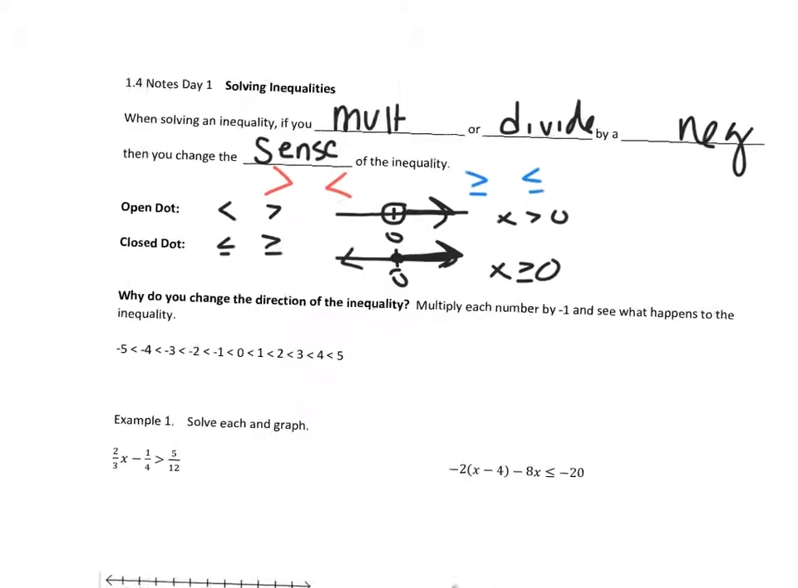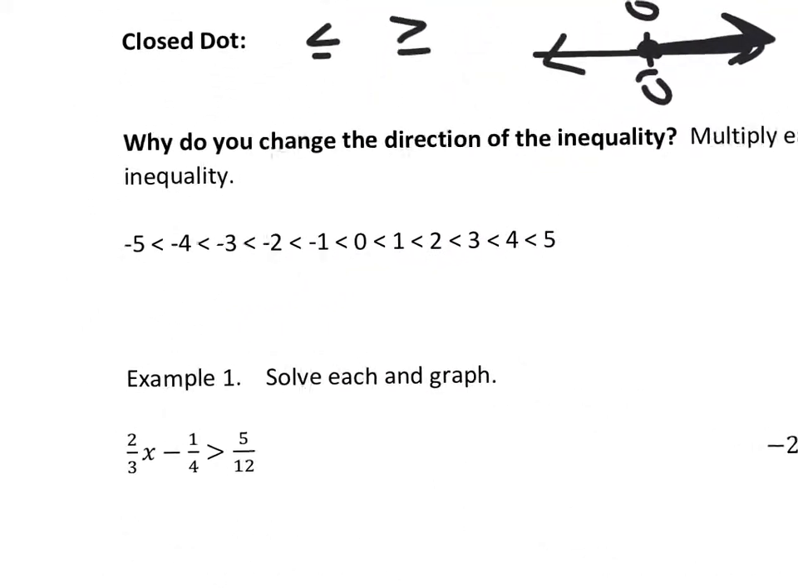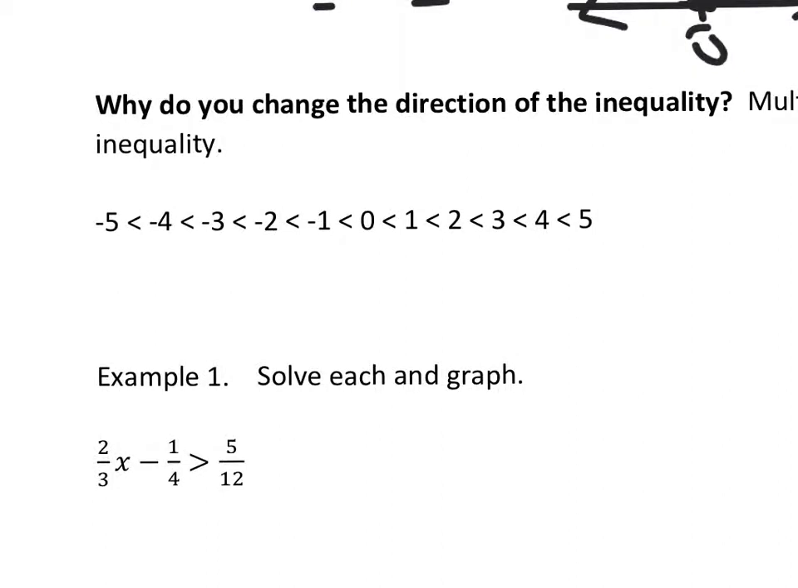So why do we change the direction? If you multiply each of these numbers by -1, see how they're all in order? -5 is less than -4 is less than -3. If we go through and multiply all these by -1, so I'll do that here quickly, I'm changing them all to opposites. It's no longer true that 5 is less than 4, so you'd have to actually change the sense of the inequality. So that's what you need to do when you multiply or divide by a negative number. Okay, it has to be multiplying or dividing by a negative, not have a negative in it. So we'll do some examples.